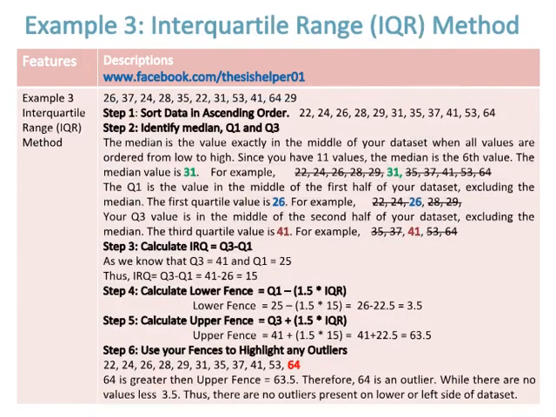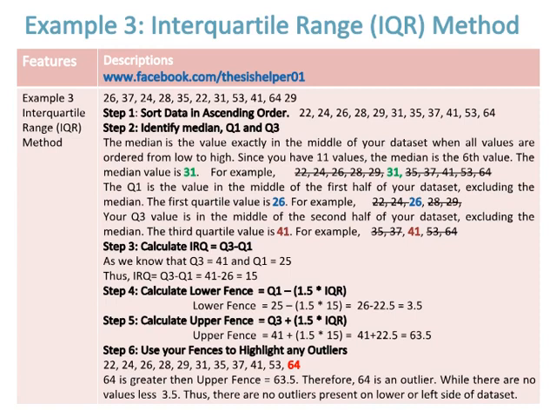Example 3 is interquartile range, IQR, method. Step 1 is to sort data in ascending order. In step 2, identify median, Q1 and Q3. The median is the value exactly in the middle of your dataset when all values are ordered from low to high. Since you have 11 values, the median is the 6th value. The median value is 31.